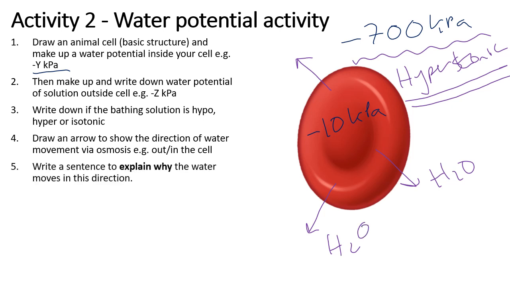Write a sentence to explain why water moves in this direction. So again, water will move from a less negative to a more negative water potential down the water potential gradient. So that's one of our key phrases that we want to include there. So I'm just going to write that down. So down the water potential gradient.